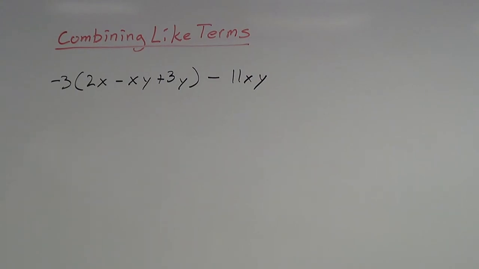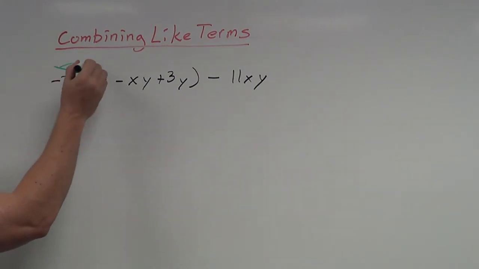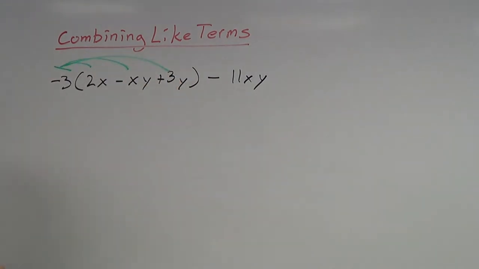Okay, so this example is a little bit different because I have the parentheses there, so I have to evaluate that first. I have to take that negative 3 that is out front, and I have to multiply it all the way through. So I'm going to use another color. Take negative 3 times the first, the second, and the third terms. This is what we call an application of the distributive property. So I'm going to multiply these.